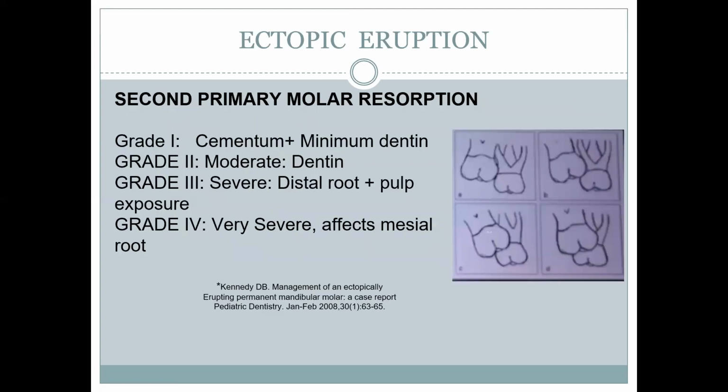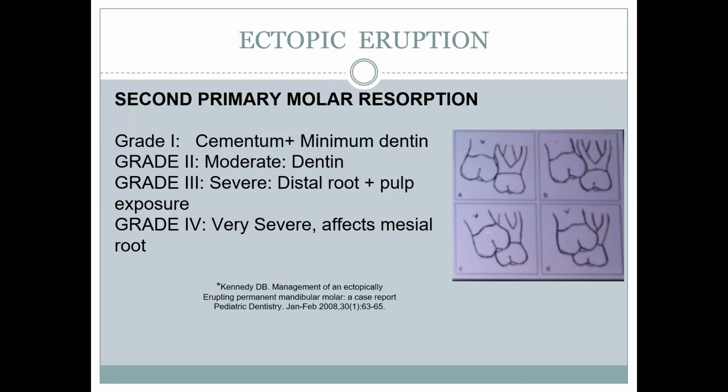So here is a diagram of the second primary molar resorption. In grade 1, you see cementum and minimum dentin being affected. Grade 2, you have the permanent tooth coming in towards the second primary molar. Grade 3, you have severe movement that affects the distal root and has pulp exposure to the second primary molar. And grade 4 is very severe. It affects the mesial root.